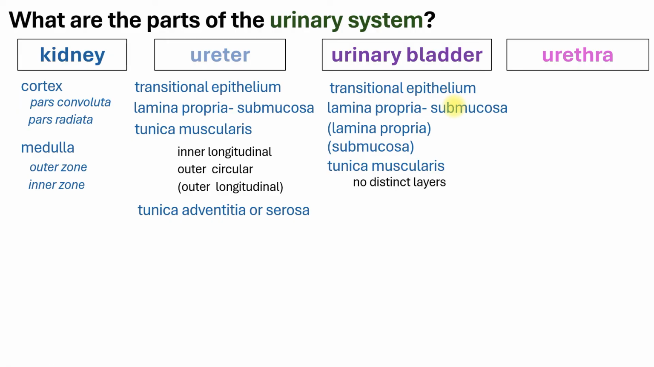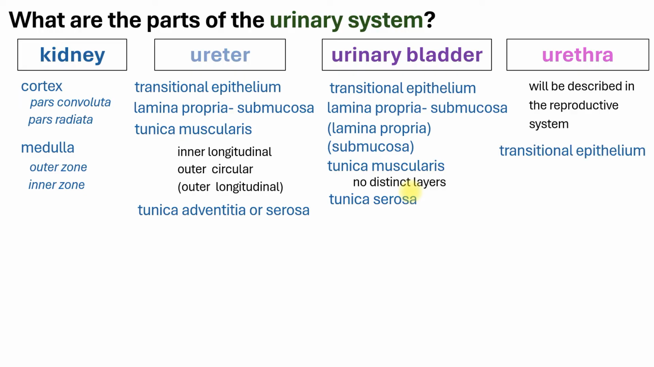And the tunica muscularis, this time, does not have any distinct layers, no? So there's just like an irregular organization of smooth muscle fibers, okay? And then finally, there's your tunica serosa. And for the urethra, it will be described more when we discuss the reproductive system. But in general, again, it also has your transitional epithelium, your tunica muscularis.